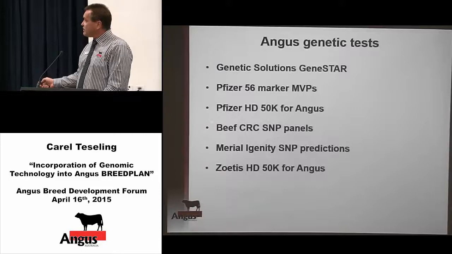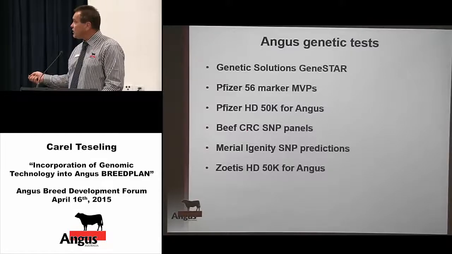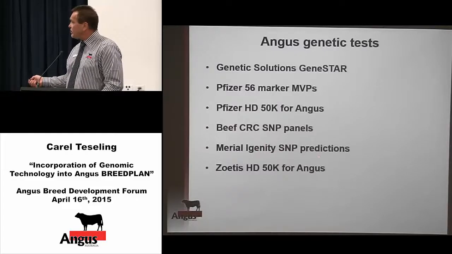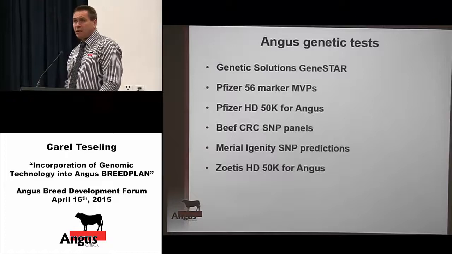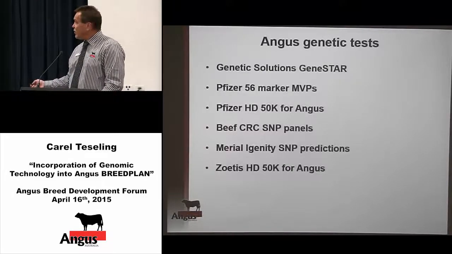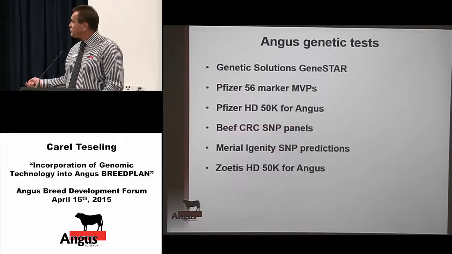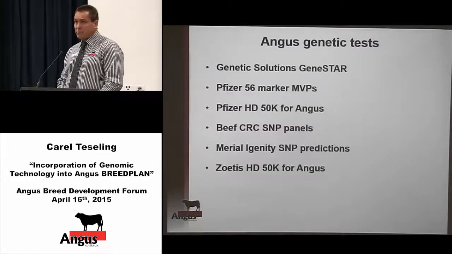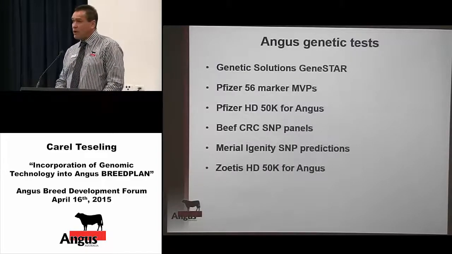Also, the BCRC have developed SNP panels, so that information is there. We'll get back to that a little bit later. Also, Igenity have SNP predictions. Of course, Igenity is now GeneSeek, a company that people might know better by that name, and they also have SNP predictions that we are in the process of getting implemented as well. And then, of course, Zoetis have developed a recalibration of the HD50K for Angus product, and I'm going to look a little bit at that in my talk.